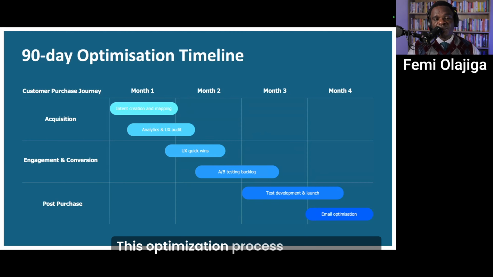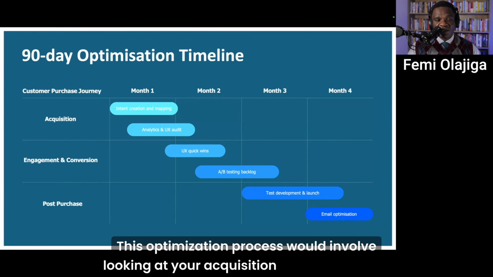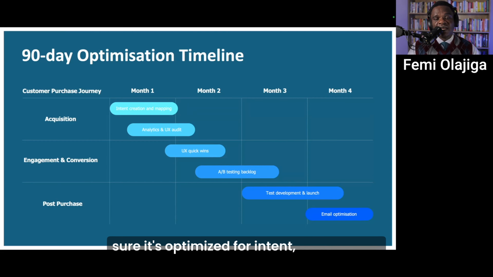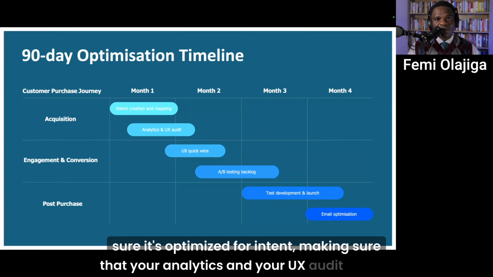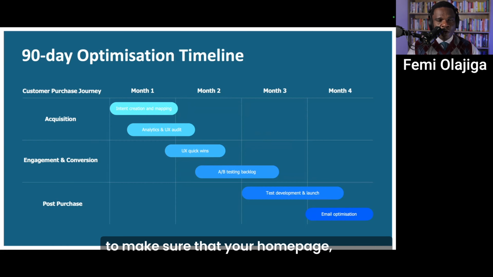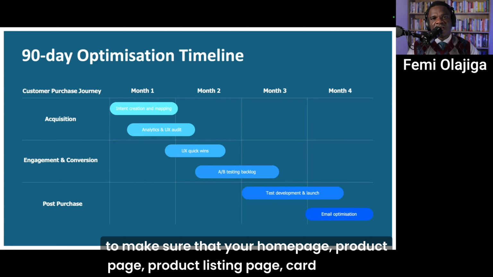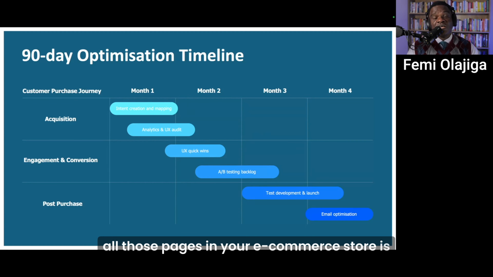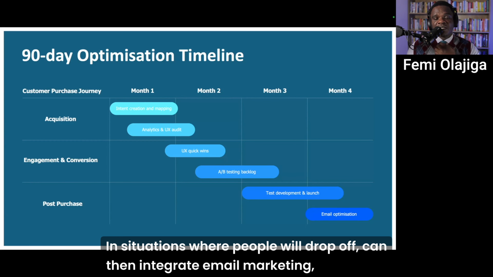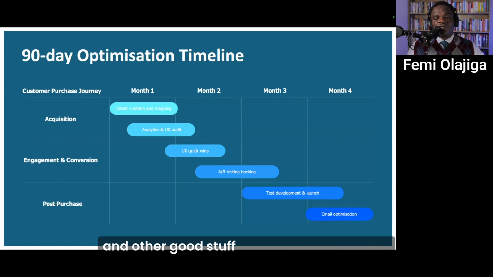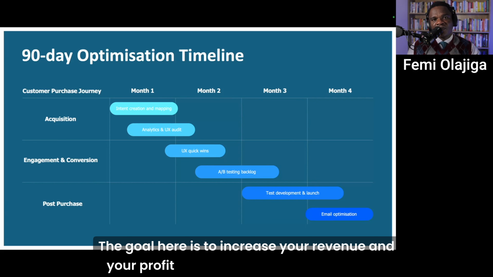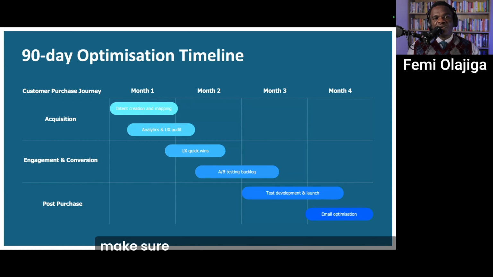This optimization process would involve looking at your acquisition channel, making sure it's optimized for intent, and making sure that your analytics and your UX audit are done so that your homepage, product listing page, cart page, and all those pages in your e-commerce store are optimized for conversion. And in situations where people drop off, we can then integrate email marketing, A/B testing, and other good stuff to increase conversion. The goal here is to increase your revenue and your profit margin, optimize your price, and make sure that you have the best converting e-commerce store.